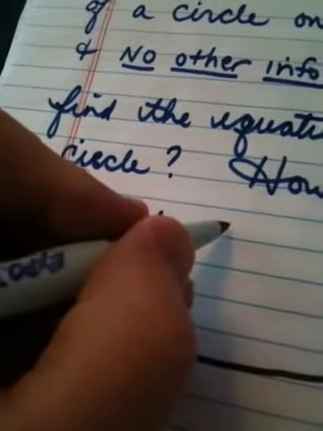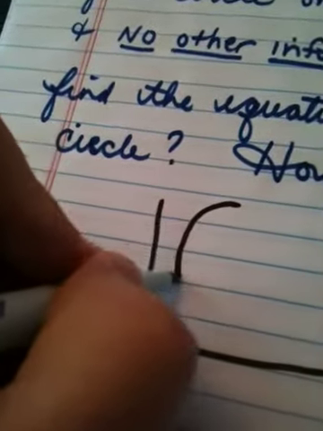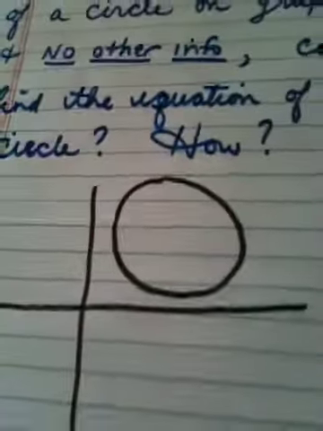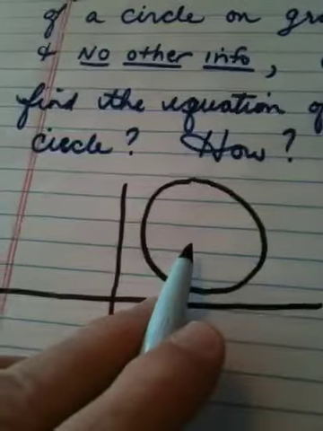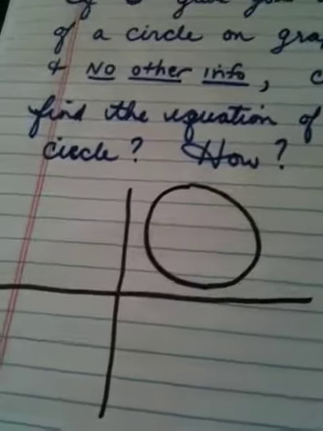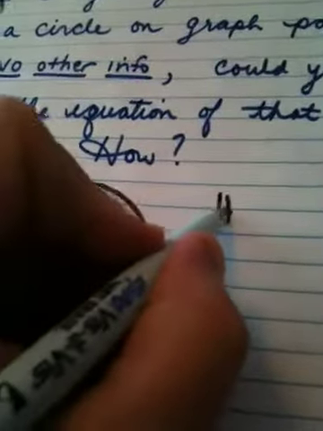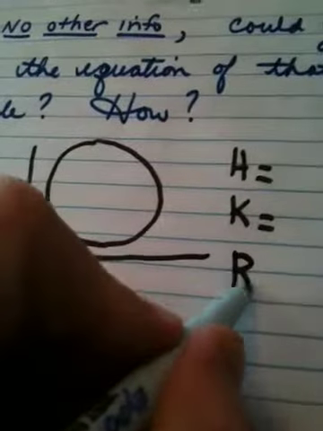But let's just say, for example, I gave you a rough picture of a circle. Now, again, theirs is going to be much better. But let's just say I drew that circle, and I said I want you to find the equation of that circle. Could you? Well, sure. You need to know H, and you need to know K, that's the center, and then you need to know R. Well, the center is right there.